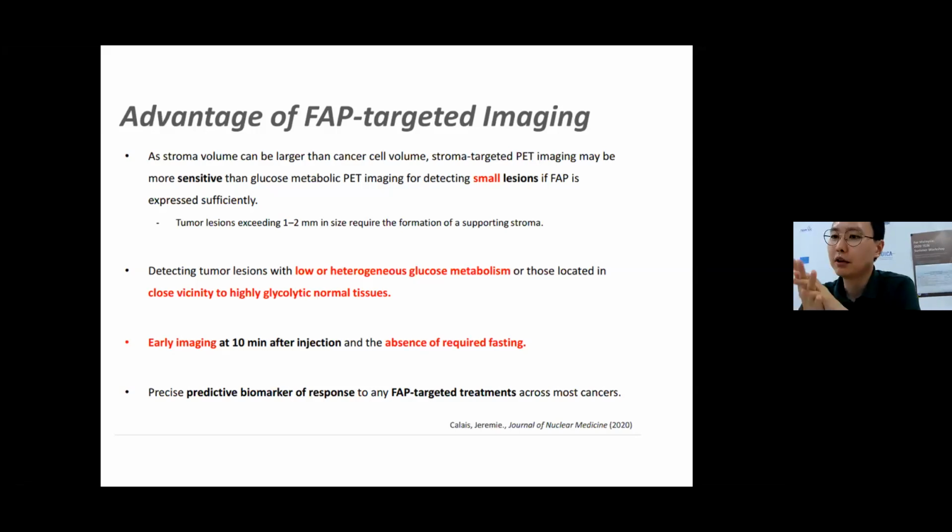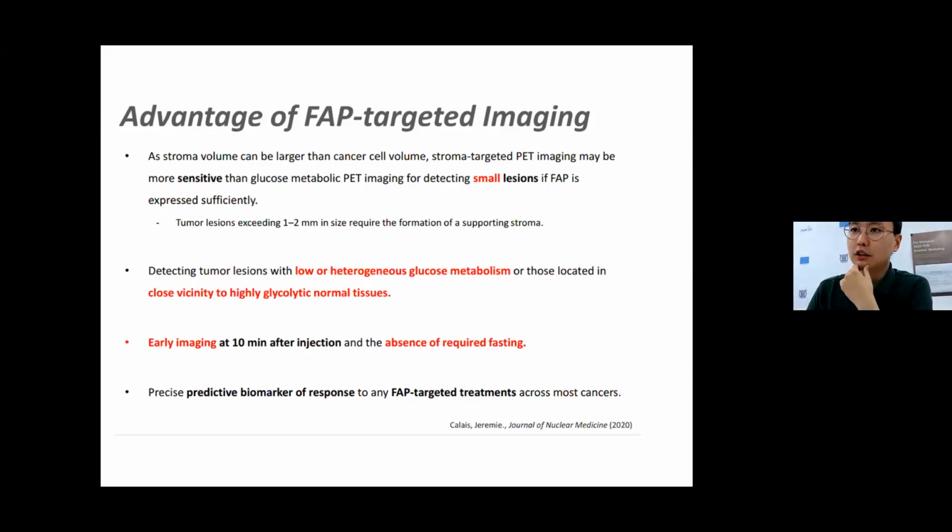can be some examples. And it is also possible to do early imaging at 10 minutes after injection. And it does not require fasting. So the preparation of the patient can be easier compared to FDG imaging.